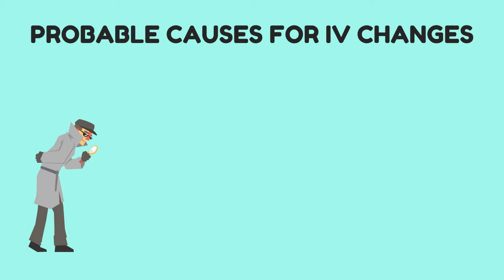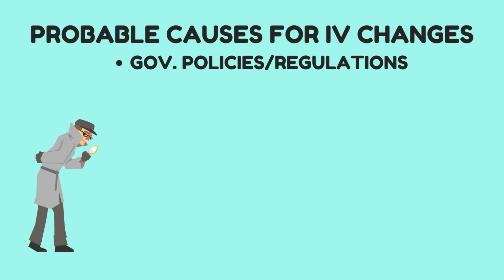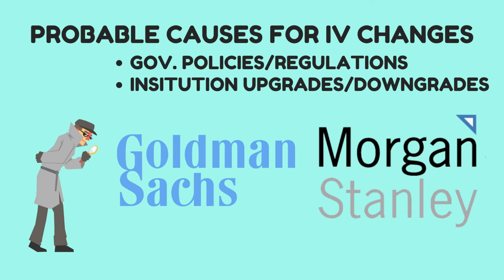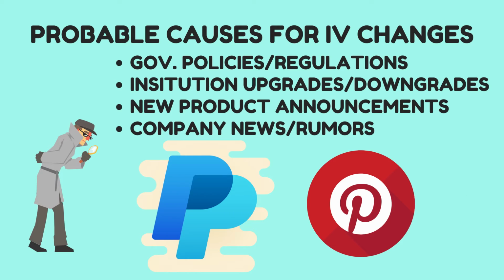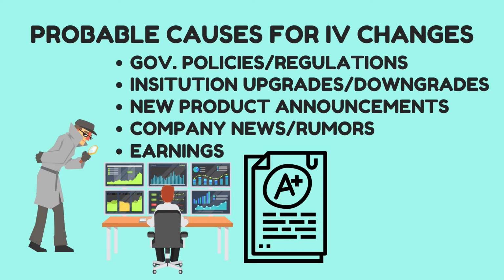It could be government policies or regulations affecting that company. If that company gets upgraded or downgraded by an institution like Morgan Stanley or Goldman Sachs. It could also be new product releases like NVIDIA's new graphics cards. And rumors like PayPal buying Pinterest last year that didn't end up happening. But I would say earnings have the biggest impact on the IV because of the uncertainty among traders.